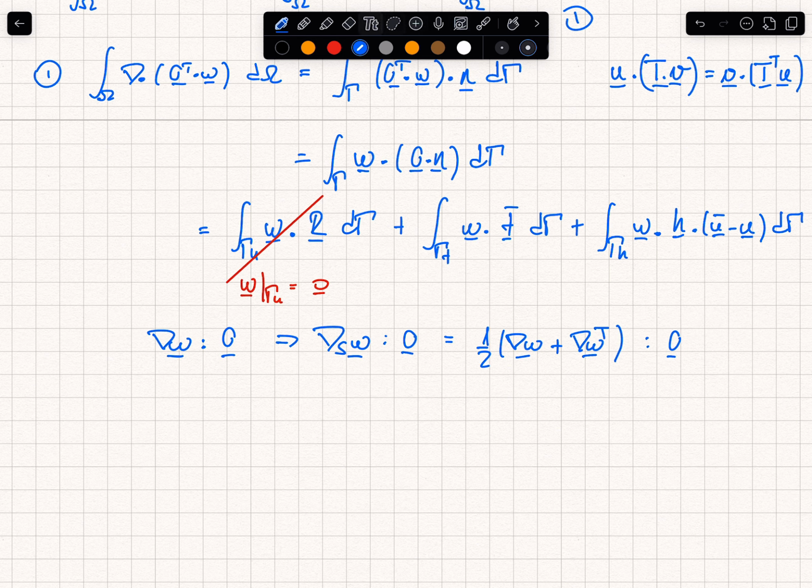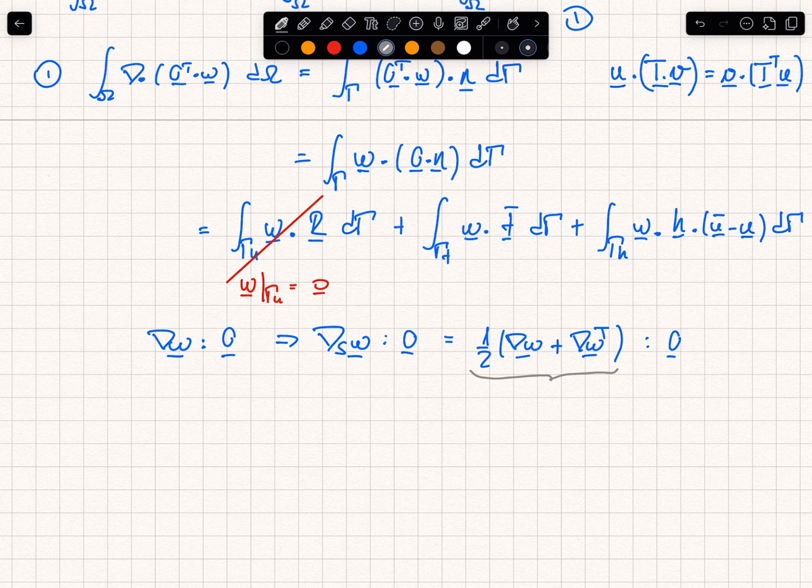And notice that this here resembles what? Strain. But it's not really the strain, right? Because it's not operating on U, it's operating on W, which is our test function. So it's not really our physical strain. It's our virtual strain.